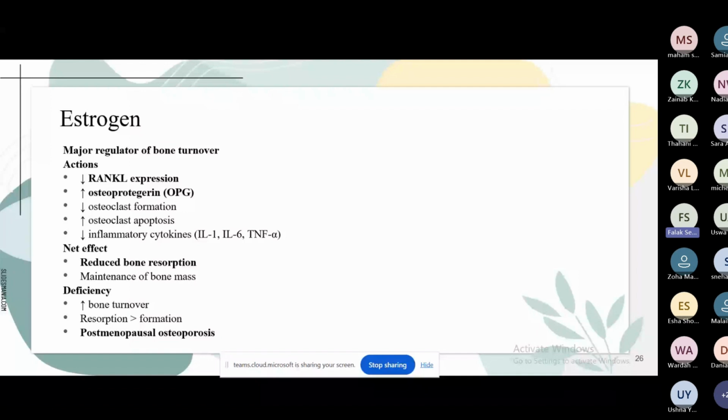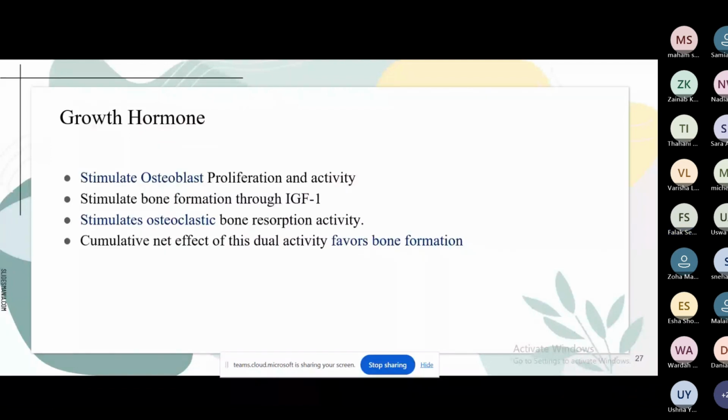Now coming to the growth hormone. So growth hormone is responsible for the stimulation of osteoblast proliferation as well as their activity. It's responsible for the production of this bone formation through insulin like growth factor 1. It also stimulates the osteoclastic bone resorption activity.